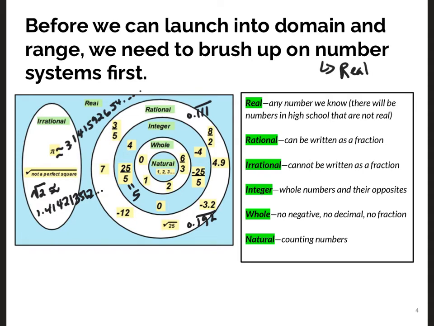So integers are just numbers without decimals: positive numbers without decimals, 0, and then negative numbers without decimals. Whole numbers are only looking at the non-negative versions of integers. So these are non-negative integers.